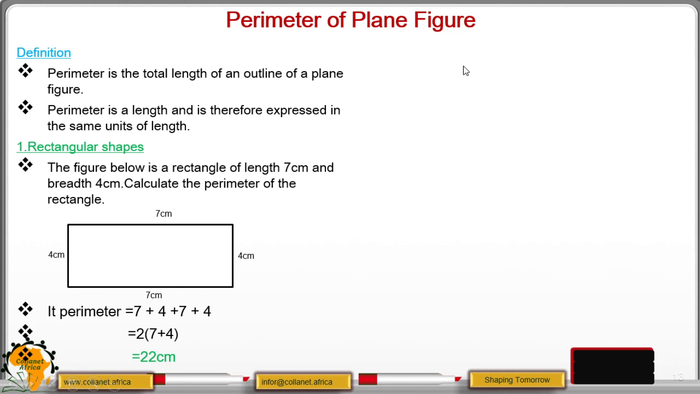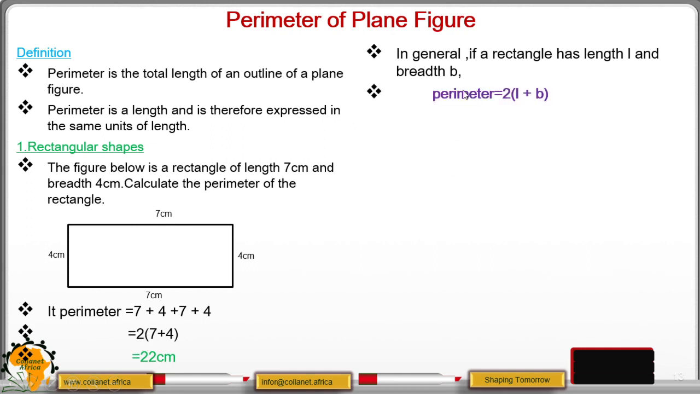So from this example, we can come up with the general formula of getting the perimeter of the rectangle. So 7 is our length, 4 is our breadth, and then we are multiplying by 2. So in general, we can say that if a rectangle has a length of L and a breadth B, then the perimeter will be twice length plus breadth. So you just need to look at what is the breadth, what is the length, then you add and then you multiply by 2.